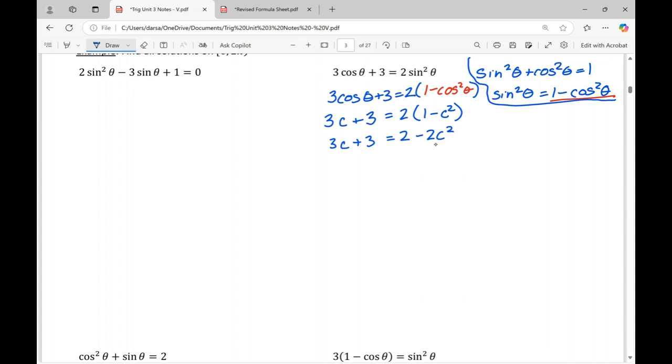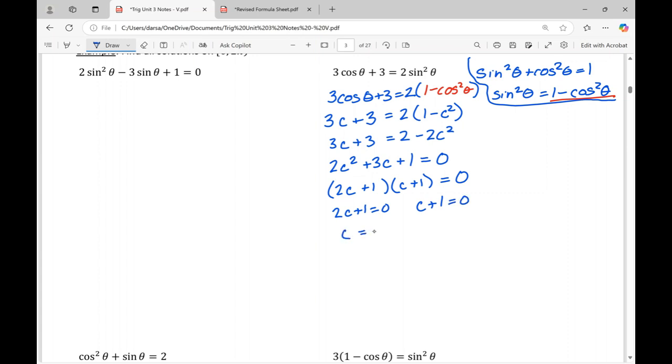So I'm going to bring the negative 2c squared to the left, and then I'm going to subtract 2 from both sides to get a 1 on the left, and this will be equal to 0. Then we need to use all of our factoring rules, and whatever method for factoring when a is not equal to 1 you use is going to work. And now that we have two factors, we'll set each factor equal to 0, just like when we are solving any equation. So we get that c is equal to -1/2 and c is equal to -1.